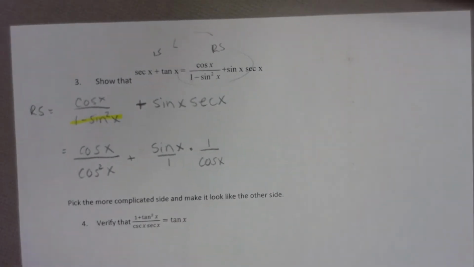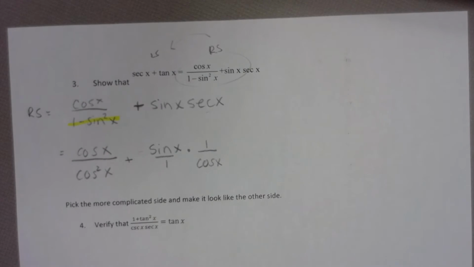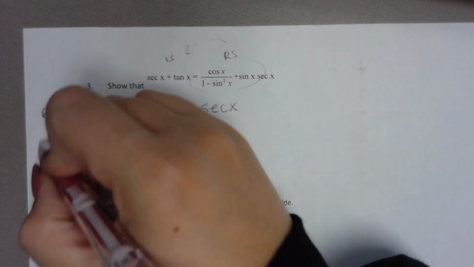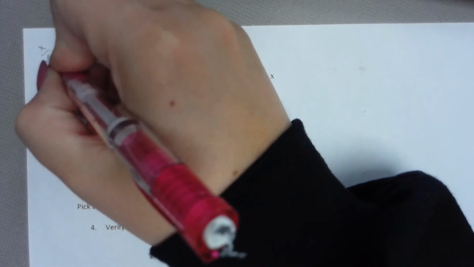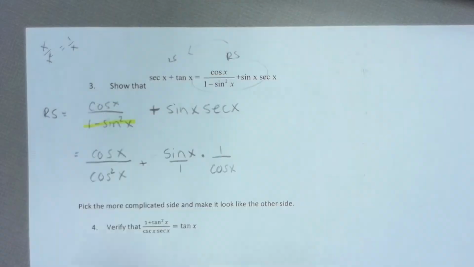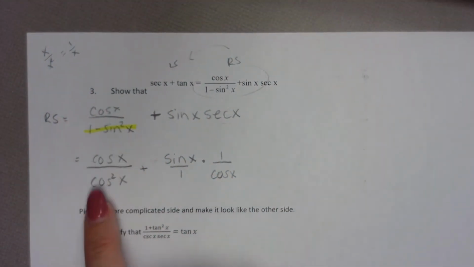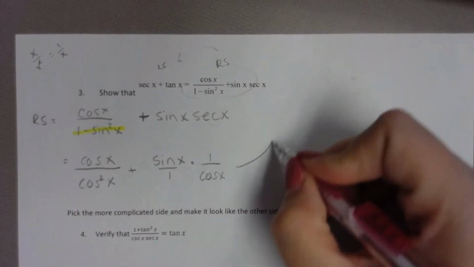All right, so now that we've gotten to this step, let's start looking at what we could do. Well, here I have a cosine over a cosine squared. So that's just like saying x over x squared. If I had x over x squared, the x's could cancel and that would give me 1 over x, right? Because I have one more x on the bottom than I do on the top. So same thing here, I have one more cosine on the bottom than I do on the top.